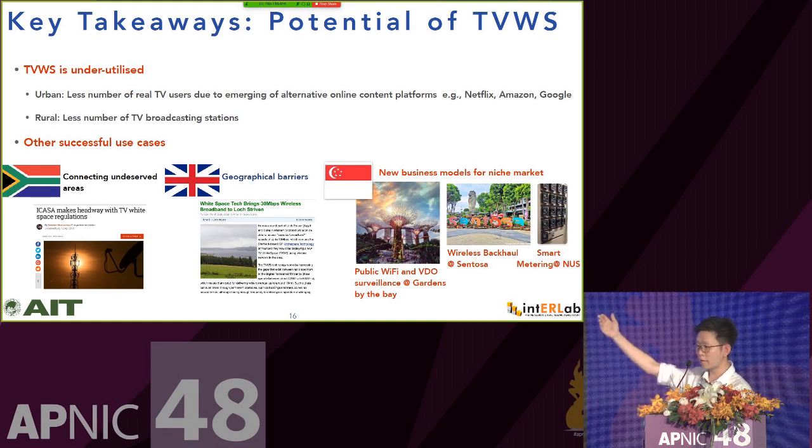in the northern part of the UK, like in Scotland, they have geographical barriers like the lake that we can see. That one is an example, Loch Stevens. So it's quite impossible to provide cable with fiber optic. So TV white space is the solution to provide the internet coverage in that place.